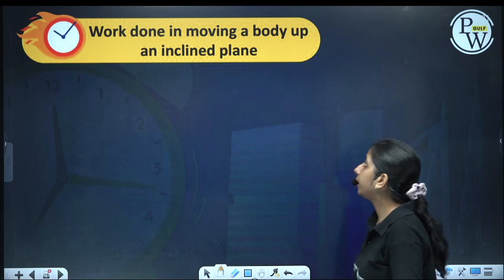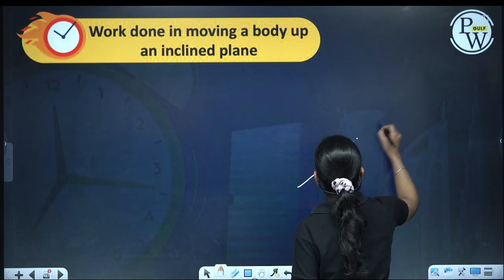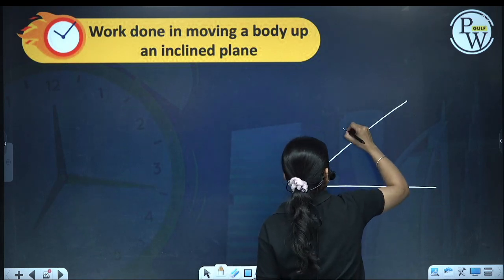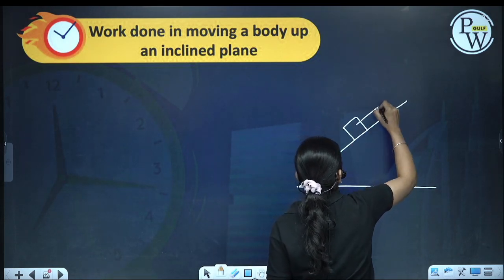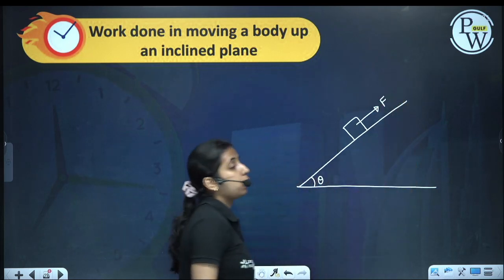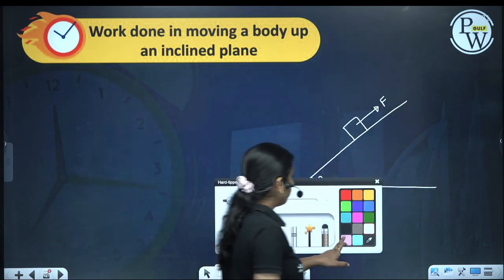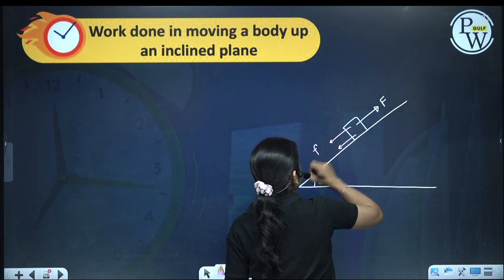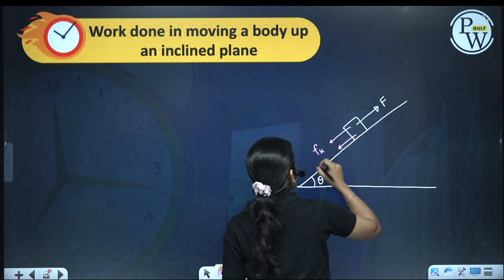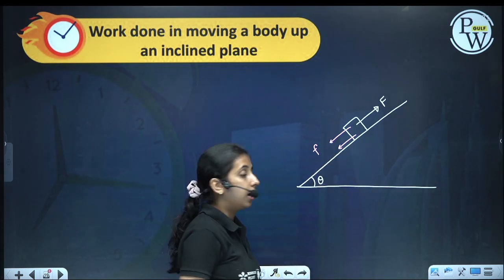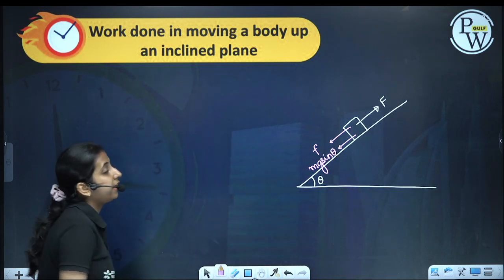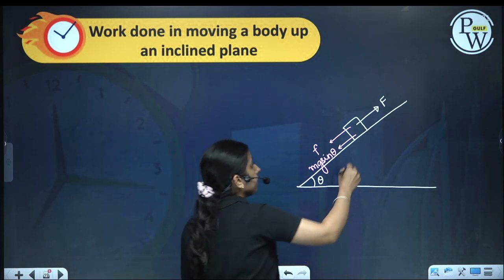Now let us see work done in moving a body up an inclined plane. So we have angle of inclination theta. To make a body move up an inclined plane, we have to apply some force F on it upwards. So what will happen? Frictional force will be acting downwards, and mg sin theta is also acting downwards. Let us take the case when the body is just at the verge of motion.